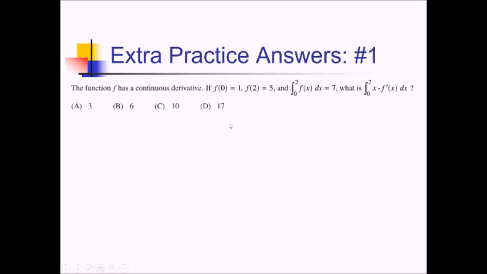On this problem, we have a function with a continuous derivative. We're given f of 0 and f of 2, and also the integral from 0 to 2 of f of x, which is kind of nice. They want to know the integral from 0 to 2 of x times f prime of x dx.